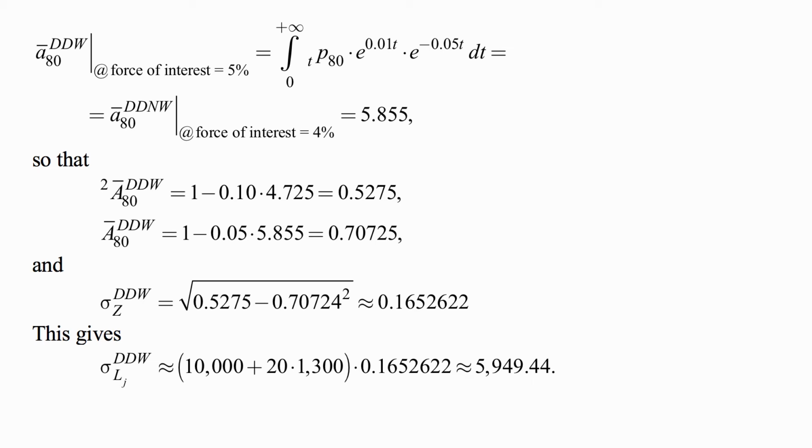And this gives the standard deviation of sigma Lj as the square root of the variance. Well, it's really that 10,000 plus 20 times 1,300 times the standard deviation we just calculated, and that's 5,949.44, very close to 5,950.